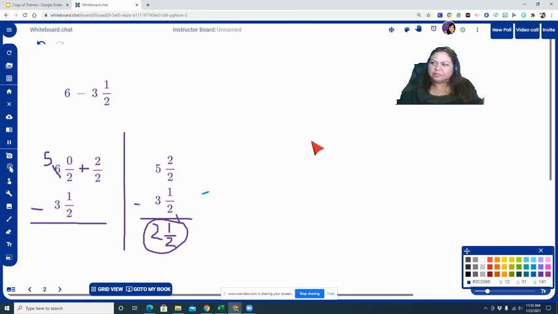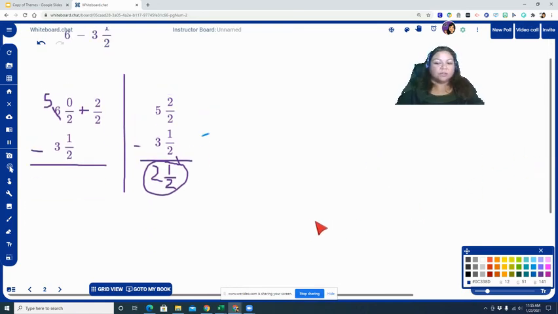This one is actually a little easier. Don't get confused by the 0 over 2. That's the same as 0. Or you could have just put 6 and then taken 1 out from the 5 and written 2 over 2. That's another way to do it. Okay, so hopefully this helps you. You will have some practice questions now for you to try.